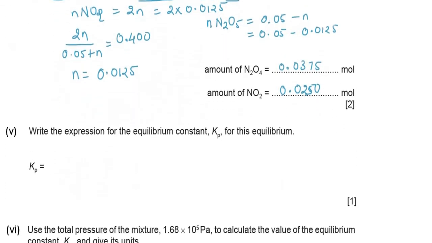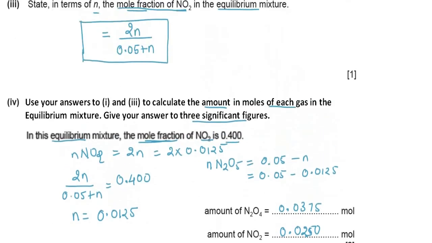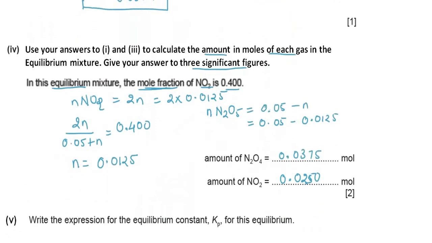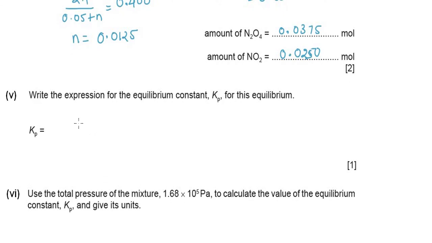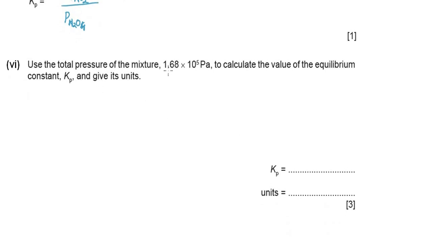Now the next sub question is, write the expression of equilibrium constant Kp for this reaction. Now looking at the reaction, the product is NO2 and the dinitrogen tetroxide is the reactant. So if we substitute that here, partial pressure of NO2 squared divided by the partial pressure of dinitrogen tetroxide, that is N2O4. Now looking at the next sub question, it says use the total pressure of the mixture as 1.68 into 10 power 5 Pascal to calculate the value of equilibrium constant Kp, give its units.